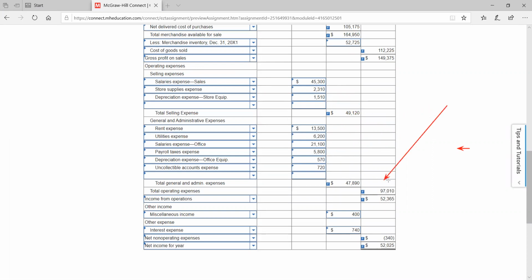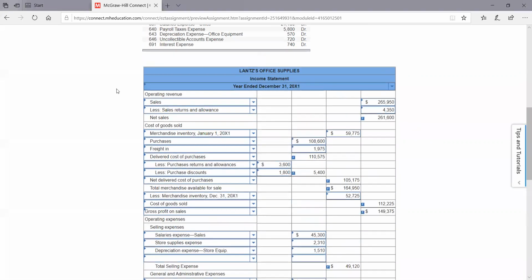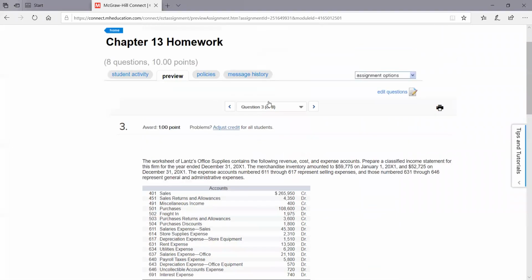You list those, and then you come up with the total, subtract that from your gross profit, get income from operations, and then you have those other incomes like the interest and miscellaneous. You got to put those over here. And then finally, it looks like your net income should be 52,025. So try this one out. It'll take a little bit of time, but it's a good one to do. So this will be your classified income statement.